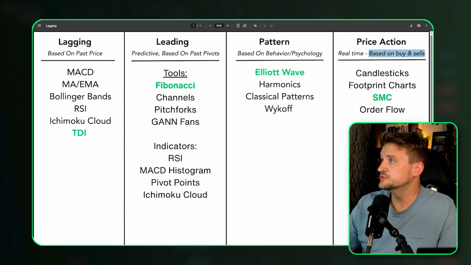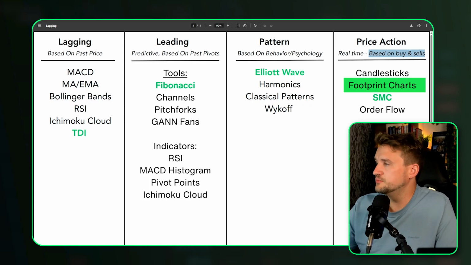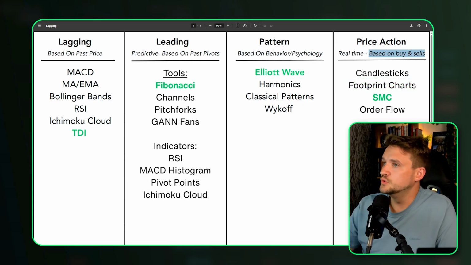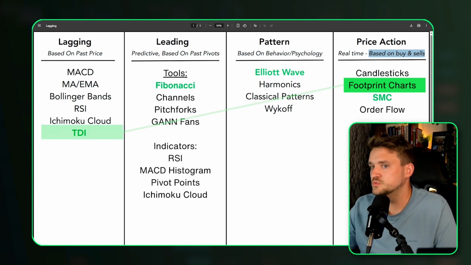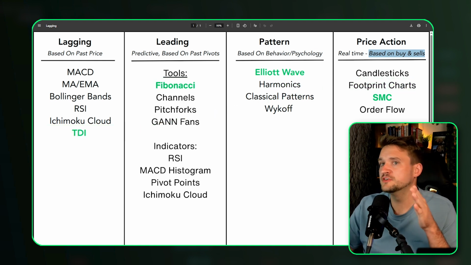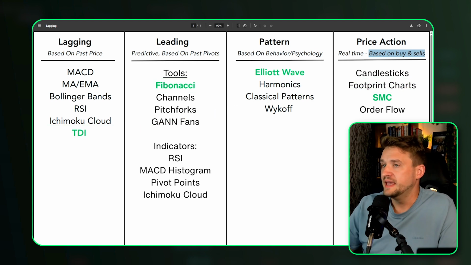And although there are some traders that trade just smart money concepts alone or trade just footprint charts, it's only one tool out of the 4 categories. And so those strategies would be much more effective if they paired footprint charts with Fibonacci or footprint charts with TDI, right? Something for another tool from these other categories. And the most effective strategies are going to incorporate one from each of them. So a total of 4 here.